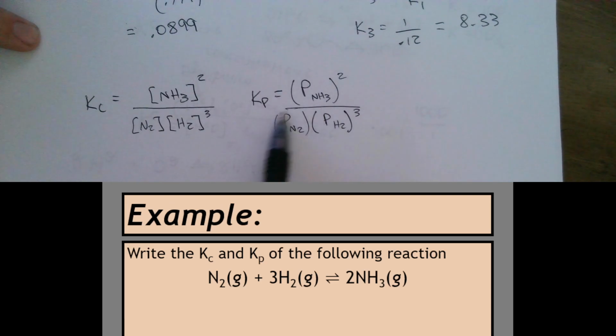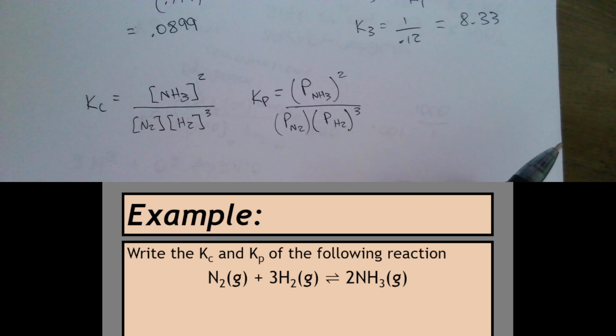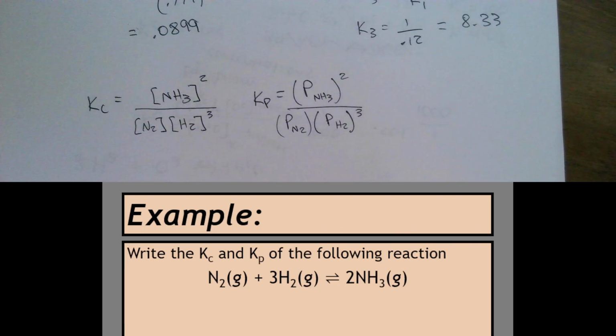You do these in the exact same way. The only difference is in the problem, this gives you the pressures of things, so technically it's called Kp. This gives you the concentration, so technically it's called Kc. You will see both. Honestly, you could do it with just K without even C or P, and it's totally fine. You're going to get the same answer. But just don't get freaked out when you see that.